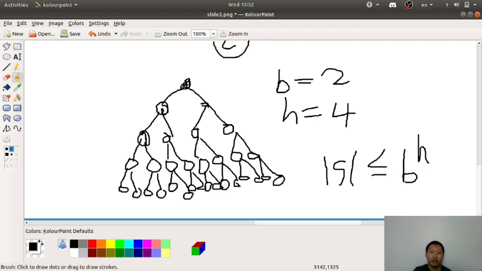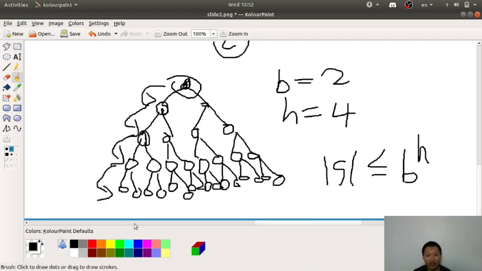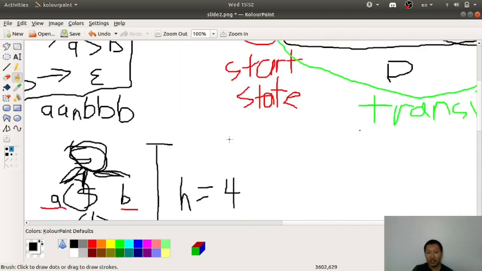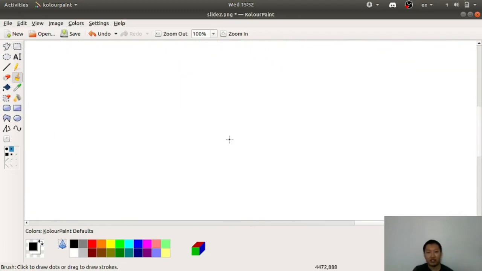So in this tree, we have 4 levels. So starting from here, we count 1 level, 2 levels, 3 levels, 4 levels. And so the maximum number of nodes we can have on the bottom of the tree is 2 to the 4, or 16. Okay. And it turns out this fact is going to be really useful.